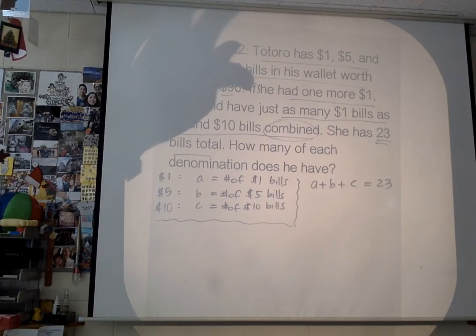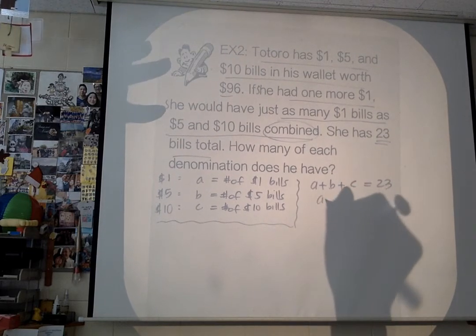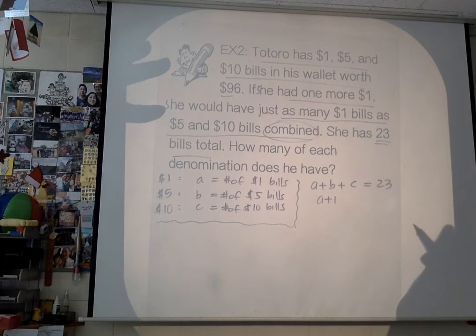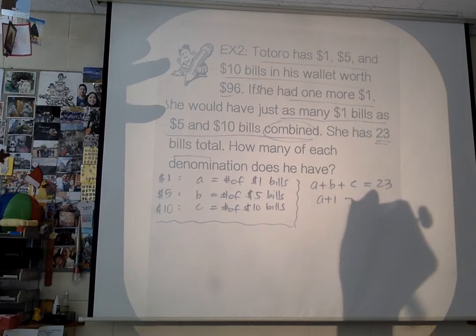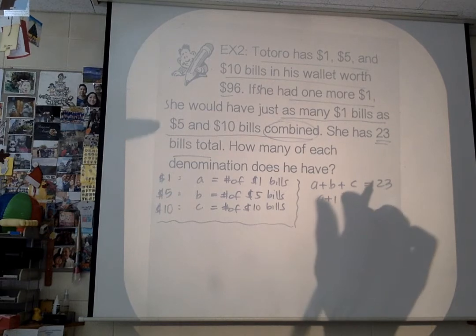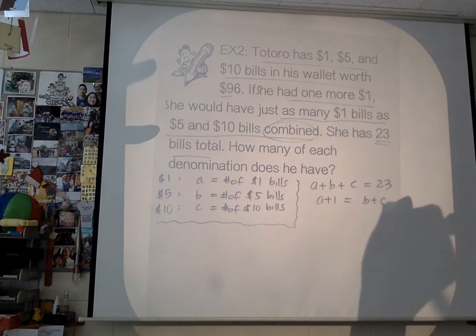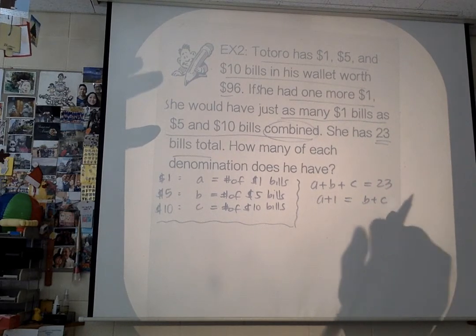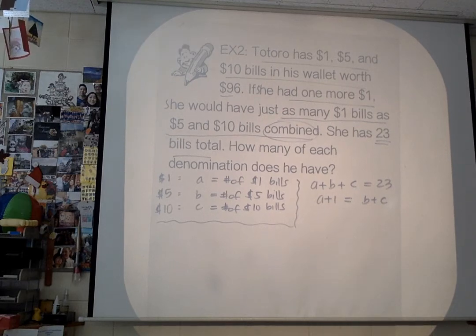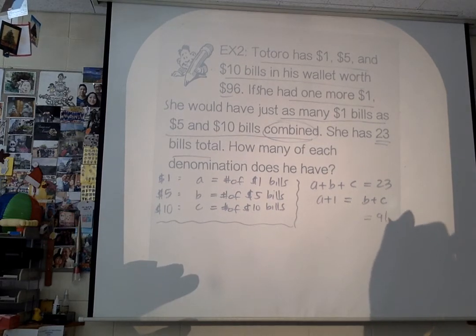If she just had one more $1 bill, she would have just as many $1 bills as $5 bills and $10 bills combined. What about the next one? Totoro has $1, $5, and $10 bills. We don't know how many of each, but we know that it adds up to $96. And how will we represent that?